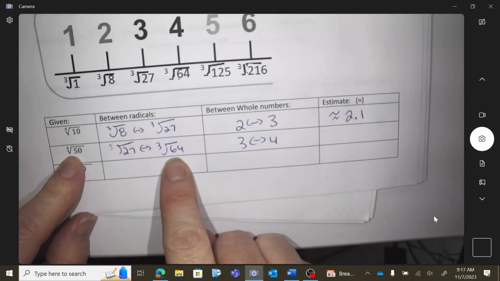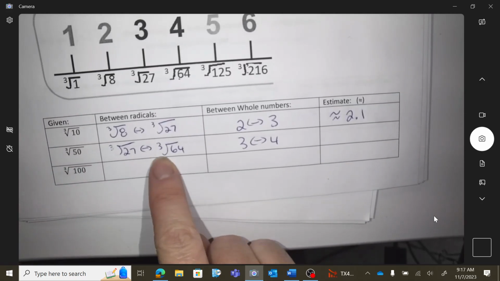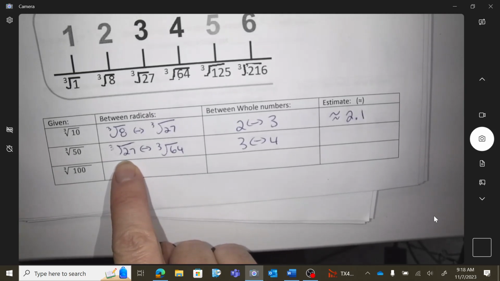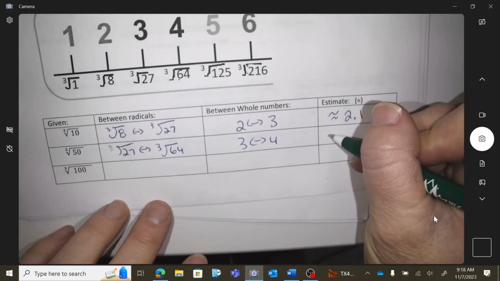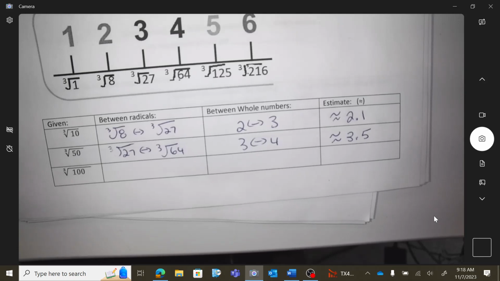Okay, where are we putting 50 in the mix of this? Closer to one side or the other? What do you think? It's almost a little bit in the middle, hey? Do you want to just do a 3.5 then? It's kind of somewhere in the middle-ish. Okay, it's just an estimate, so as long as you're making sense out of it.